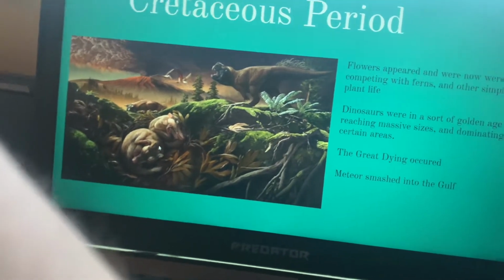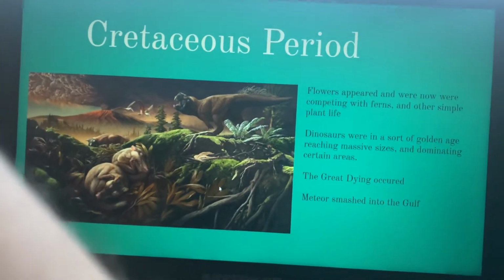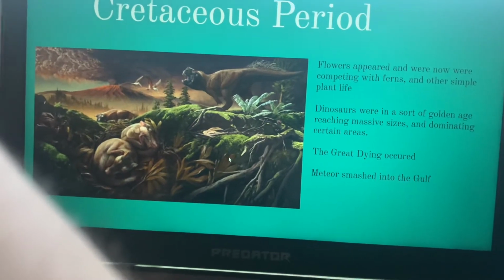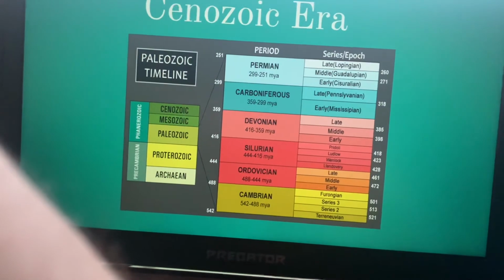So a lot of the big environmental hazards were less damaging to their population. And the Great Dying marks the beginning of the Cenozoic era.